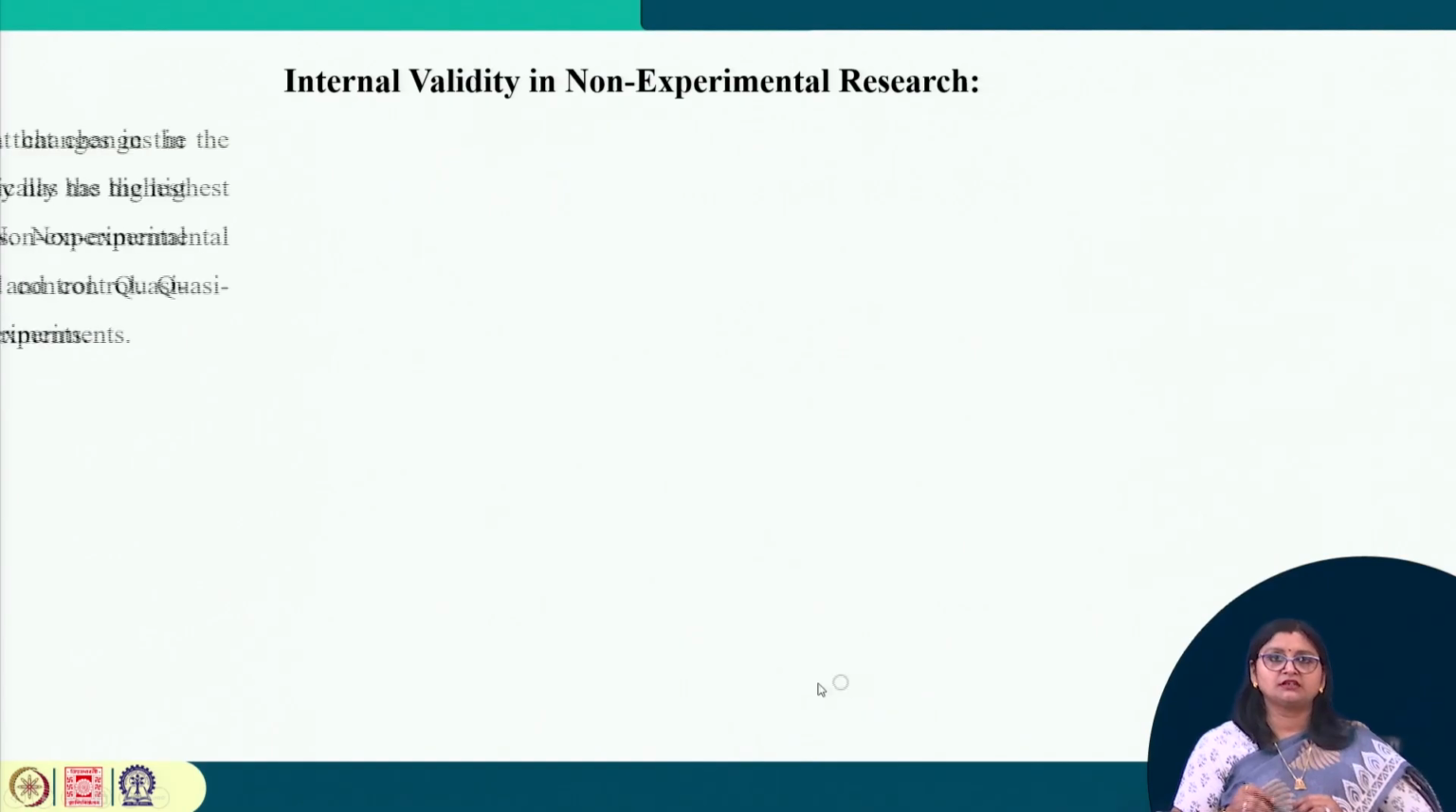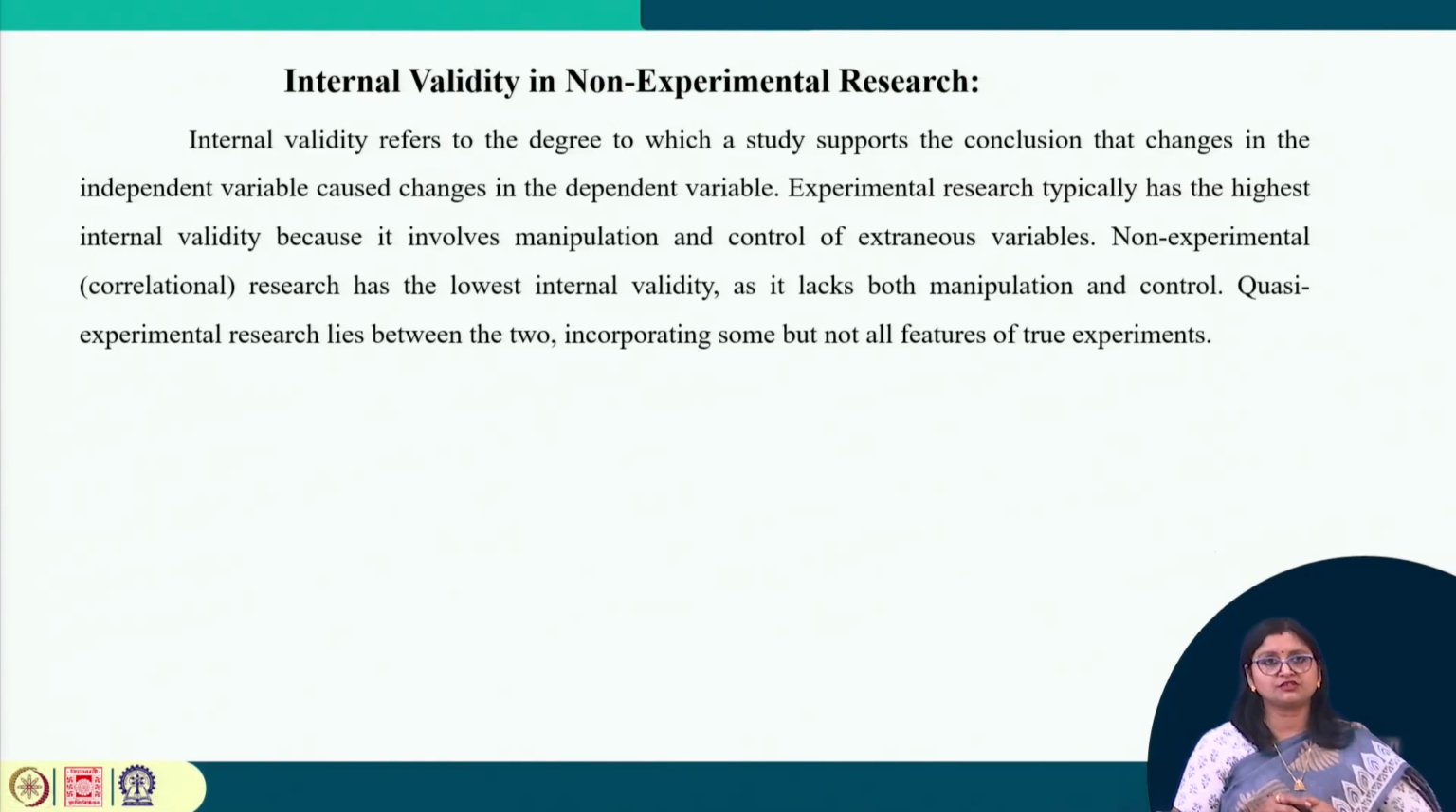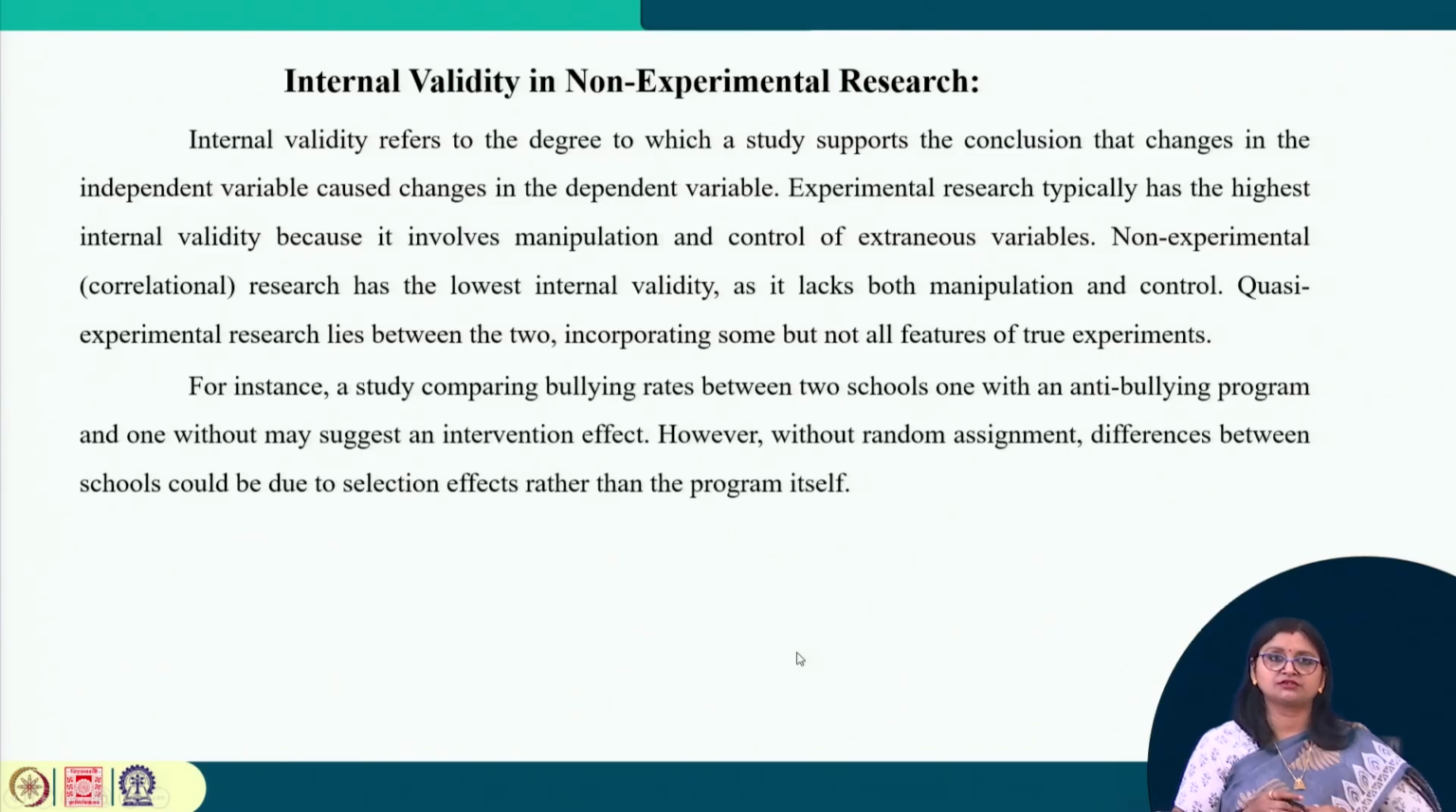Then the internal validity of non-experimental research. Internal validity refers to the degree to which a study supports the conclusion that changes in the independent variable caused changes in the dependent variable. Experimental research typically has the highest internal validity because it involves manipulation and happens in a situation with controlled extraneous variables, whereas non-experimental or correlational research has the lowest internal validity as it lacks both manipulation and control. Quasi-experimental research lies between the two, incorporating some but not all features of true experiments.